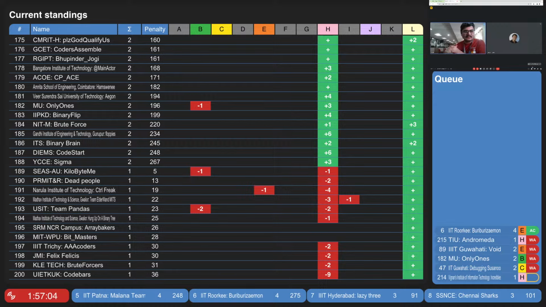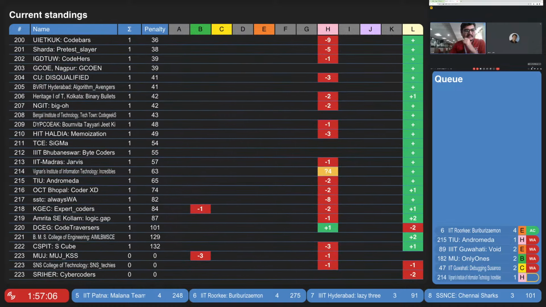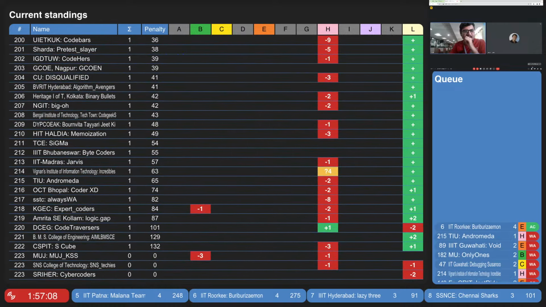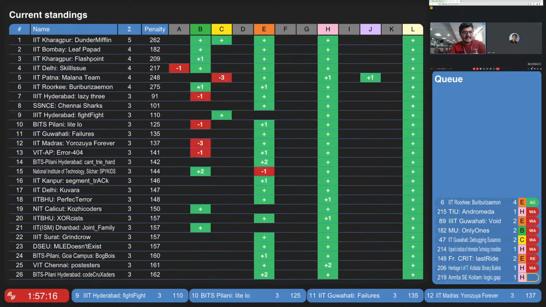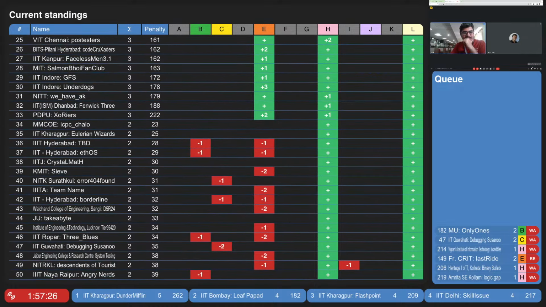Am I audible now? Looking at the scoreboard, Dumbar Muffin from IIT Kharagpur has solved 5 problems. The recent problem they have solved is Cheap Construction. Along with Leaf, Papad has solved 4 problems so far. Flashpoint, again from IIT Kharagpur, has solved 4 problems. Skill Issue from IIT Delhi has solved 4 problems, and the Malana team from IIT Patna has solved 4 problems.